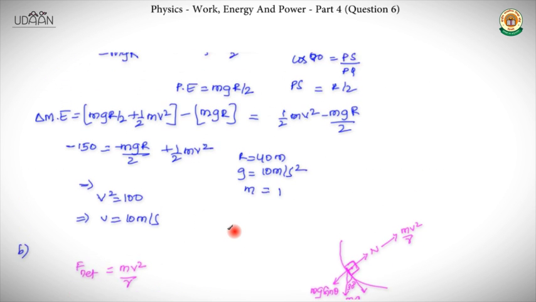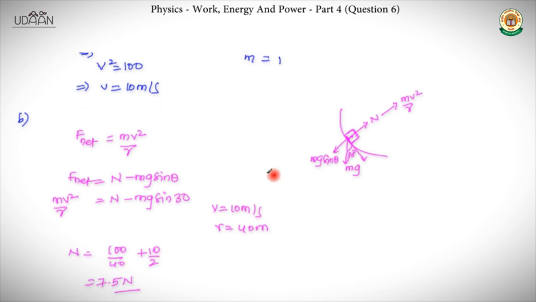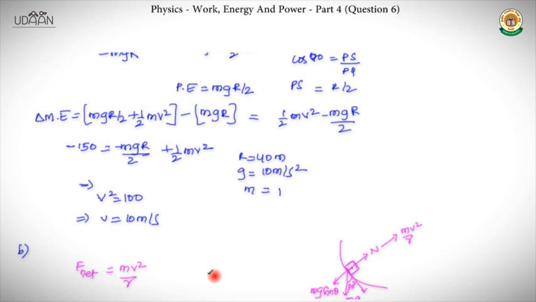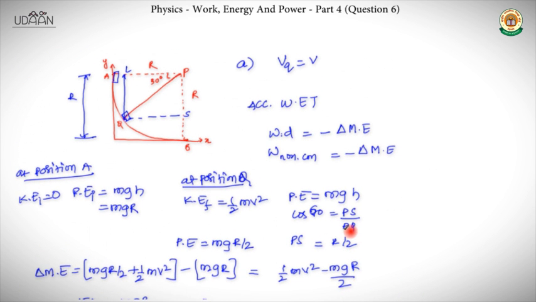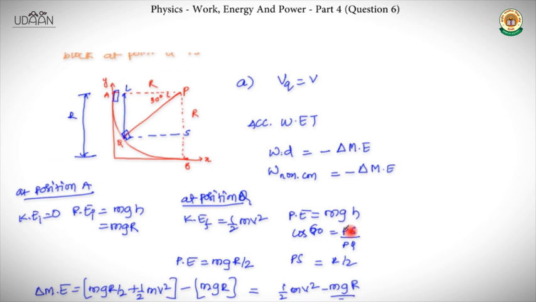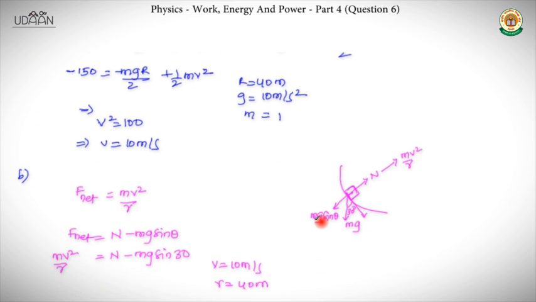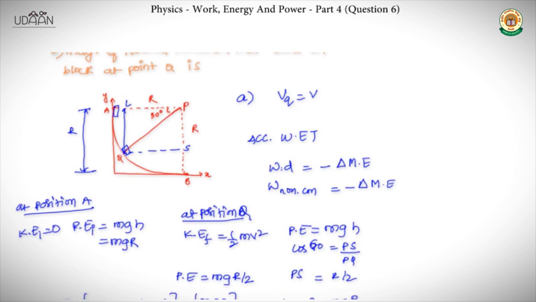In the second part, we didn't have to apply the work energy theorem at all. We were just supposed to write the force equation, and since we had found the value of v, it was not difficult to get the value of N. An interesting thing to note here is that gravity is a conservative force, so its work depends only on the positions, and we don't need to consider it separately when talking about the work done. So this was problem 6, and we'll move on to the next one now.